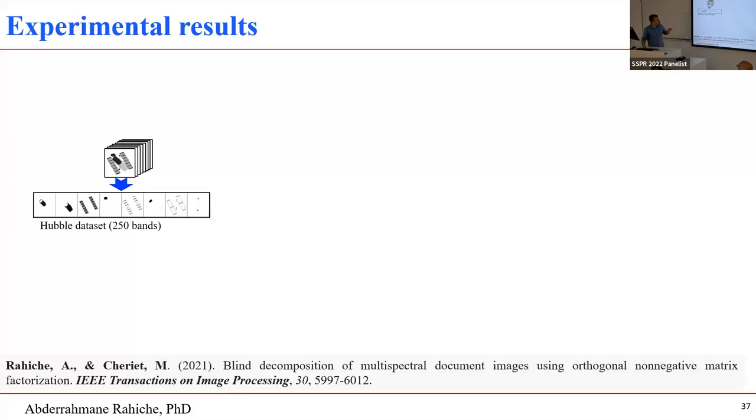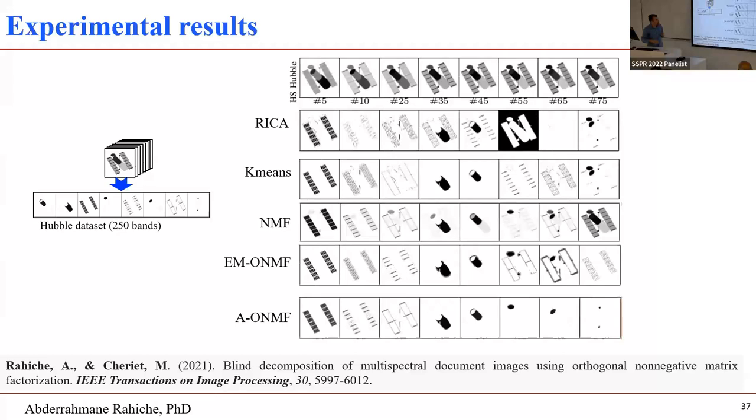Here we have a data set which consists of 250 bands of satellite images, and the aim is to decompose these images into eight components. Here we have this example using standard approaches like K-means and ICA, also using NMF, using competitive orthogonal NMF, and using one of our approaches that uses the orthogonality of the Stiefel manifold model. You can see that the orthogonality greatly improves the results.